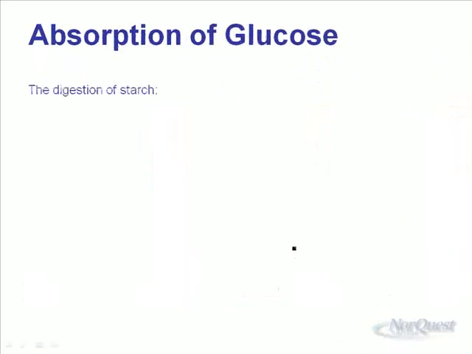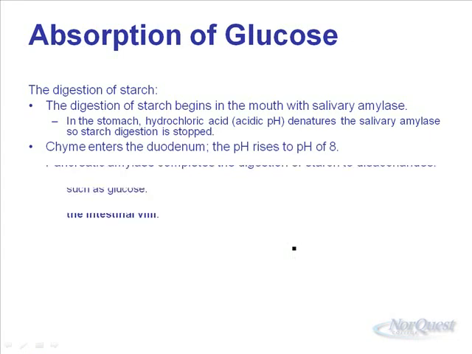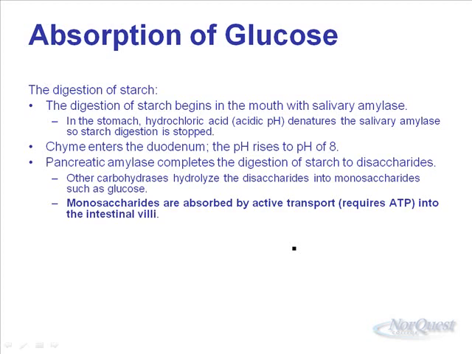Here's the words that go along with the previous picture. Digestion of starches or complex carbohydrates begins in the mouth with salivary amylase. In the stomach, the pH changes and salivary amylase stops working. The chyme from our stomach enters the duodenum. The pH rises to 8. And then the pancreatic amylase is going to complete the digestion of starch to disaccharides.